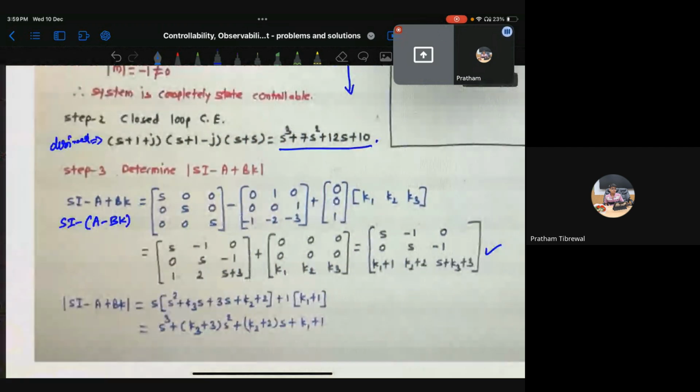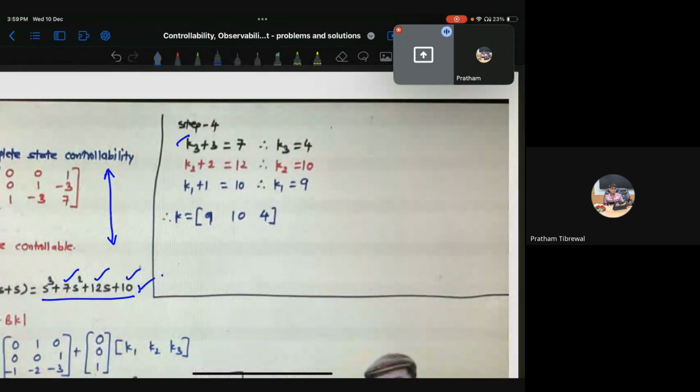Then take the determinant of this. So this is the polynomial. Now you have the desired polynomial, and you have the polynomial of A minus BK. Compare the coefficients. So k3 plus 3 is equal to 7, k2 plus 2 is equal to 12, k1 plus 1 is equal to 10. Then you will get your k1, k2, k3. Again 9, 10, 4.